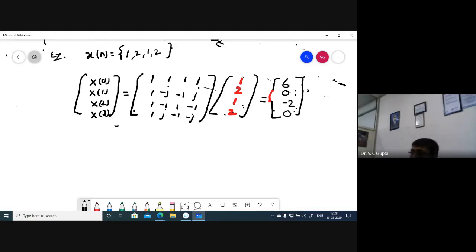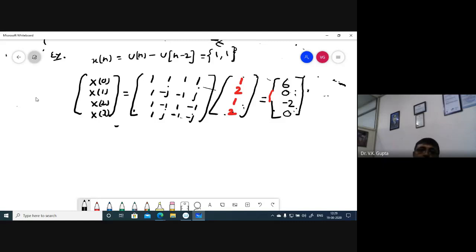We have done the third example. Find the 4-point DFT of x[n] equal to u[n] minus u[n minus 2], and these are 1, 1, 0, 1, 1.